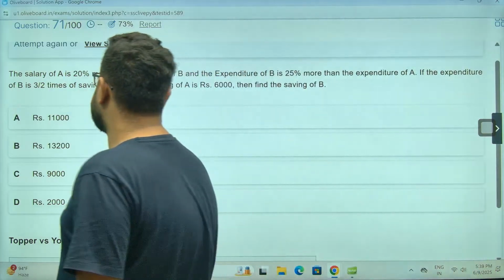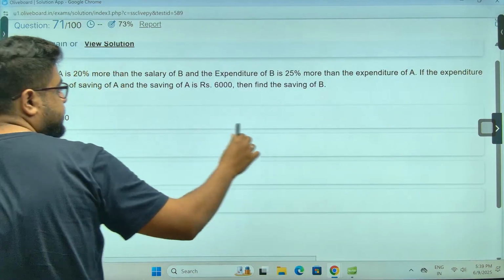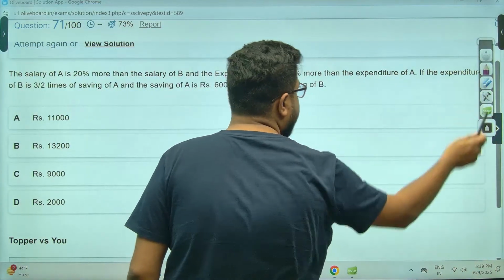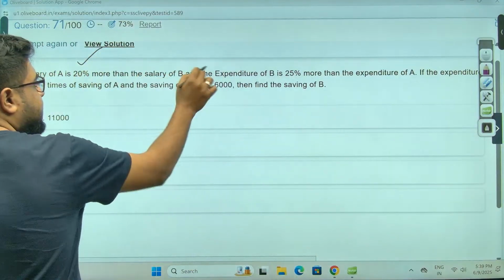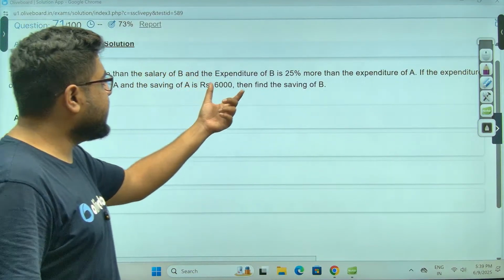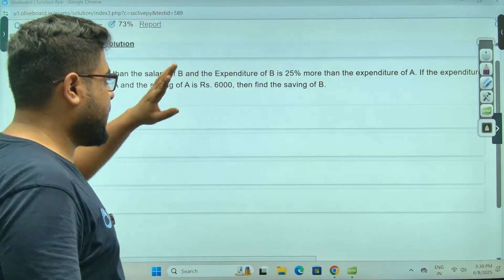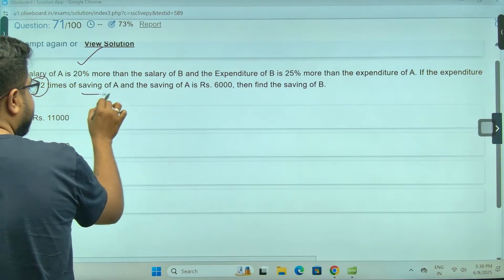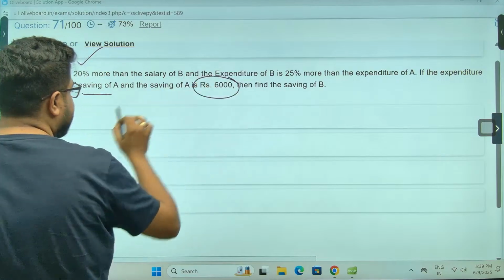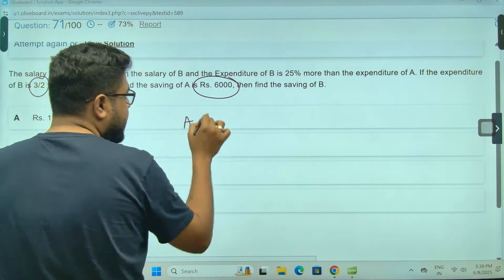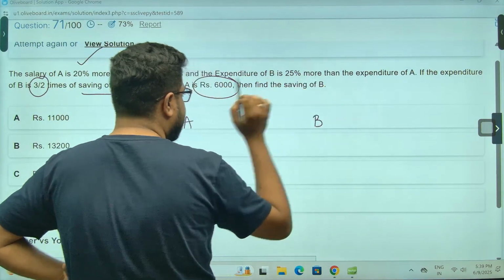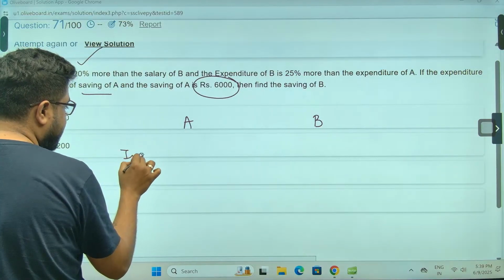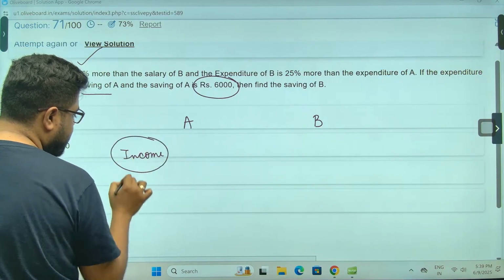Salary of A is 20% more than B. Expenditure of B is 25% more than A. If the expenditure of B is 3 by 2 times the savings of A, okay, savings is given. Okay sir, let's do one thing. In these questions, it messes with the head a bit. Write down everything so that you don't get confused.